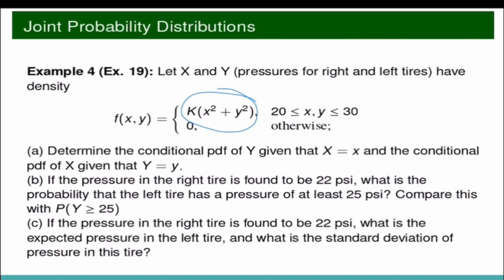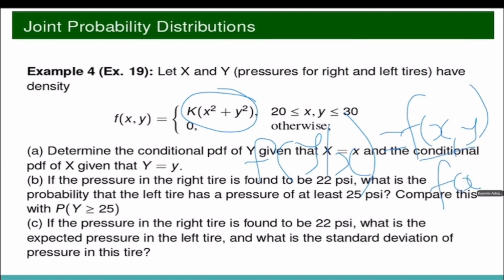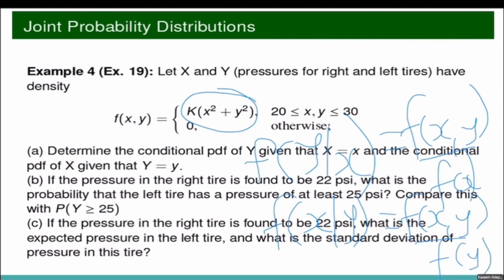So you need to figure out f of y given x, and to do that, it's going to be f of xy divided by f of x, which is the conditional function of y given x. From the same question, I can also figure out the conditional function of x given y, which is also going to be the joint divided by f of y. I can do the same.